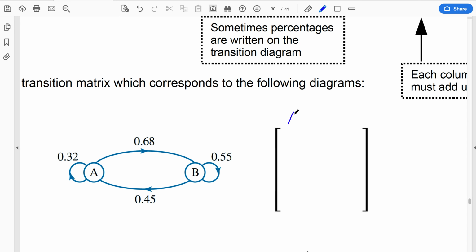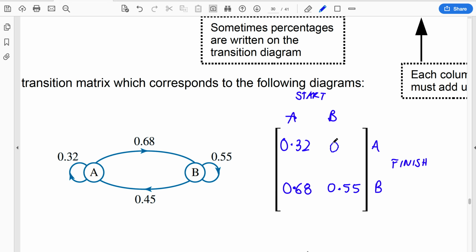Again, we've got A and B. And if you do need to, you can always write your start and your finish, but we don't actually need those labels because it will always be start and finish, like so. We've got 32% or 0.32 start and finish at A, and then as you can see, we've got 68% that are going to B. We've got from B to B, 0.55, and B to A, 0.45. So there's another one there.